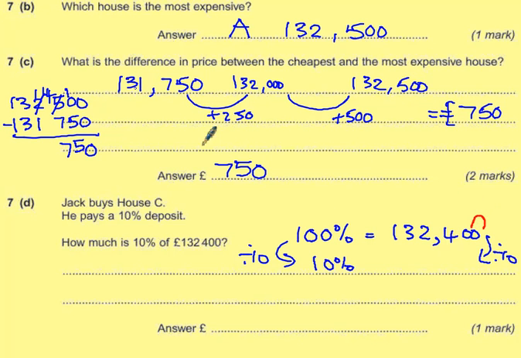So the decimal point now is going to move from the end one column along. So 10% is equal to, it's got exactly the same digits, 1, 3, 2, 4 and 1, 0, and it would be 0.0. So we'll put our comma separator back in there between the 3 and the 2. So £13,240. £13,240 is the 10% deposit.